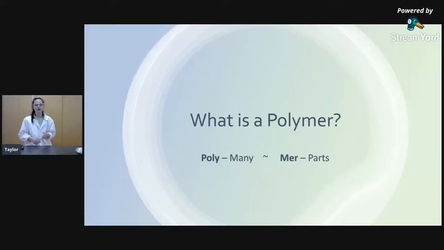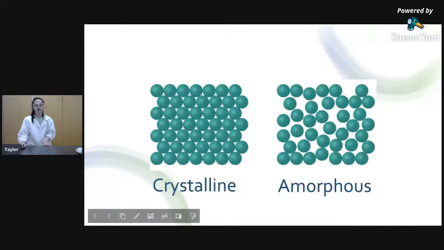Often they're also cheaper to make, so plastics are one example of a polymer, whereas things like wood and metal and ceramics are not. Polymers come in two arrangements, crystalline and amorphous.